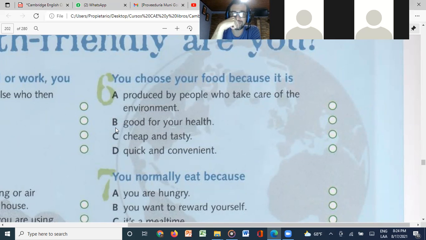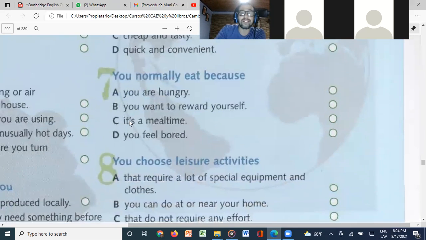B. Good for your health. That's the type of food. A and B, the two. Both of them. Yes, you can say both of them. Okay, very good.